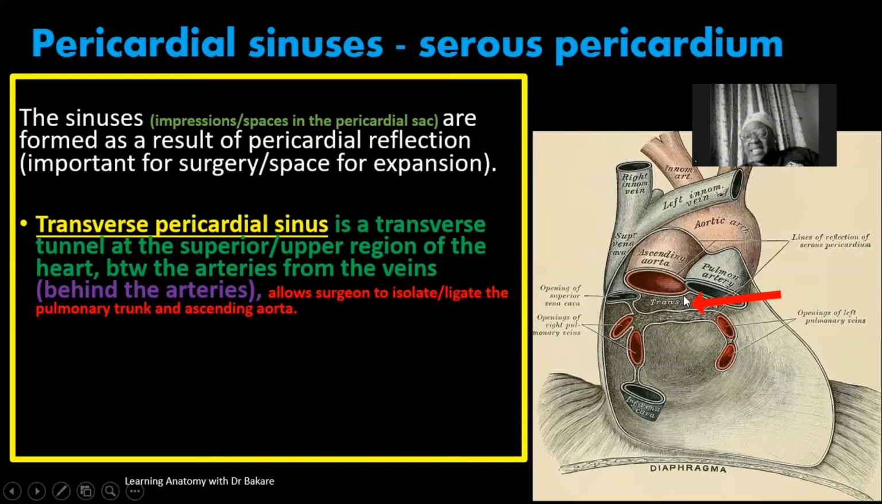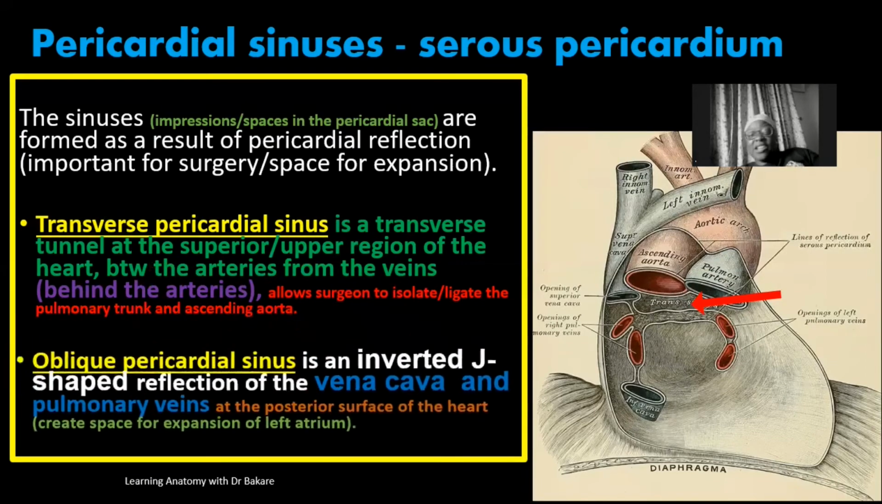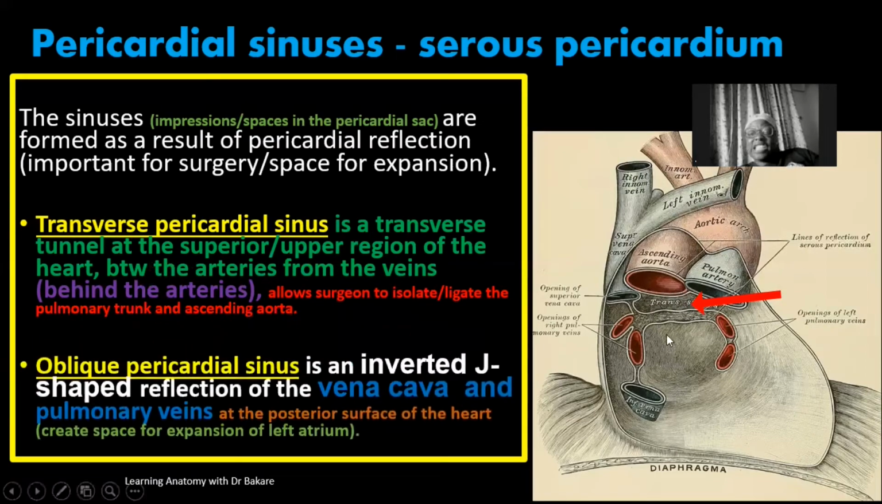The other sinus that we see is the oblique sinus. The oblique sinus is like an inverted J-shaped reflection, and is a reflection of the vena cava and also the pulmonary vein. We already know that the superior and the inferior vena cava will merge to become the vena cava, and we have the four pulmonary veins around this region. So this J-shaped configuration that is formed as a reflection of the vena cava and the pulmonary vein is called the oblique pericardial sinus. And this is seen at the posterior part of the heart around these veins.